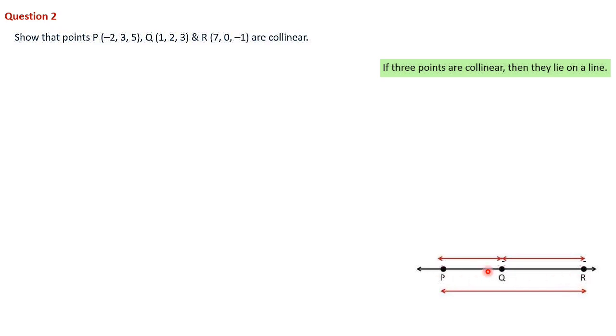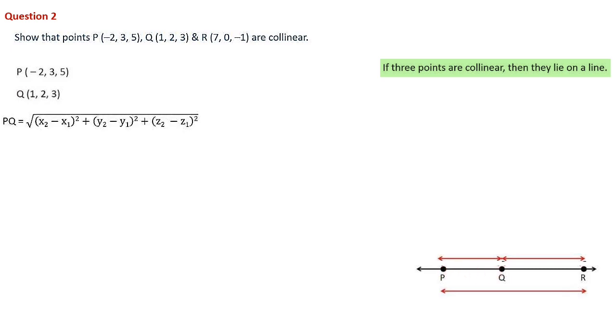First we calculate PQ, then we calculate QR by using the distance formula. Then PR length also we will calculate by using the same formula. Then when we add PQ and QR, if you are getting PR, then we can say that these 3 points are on the same line. So let's take first P and Q, because we are going to calculate the length of PQ.